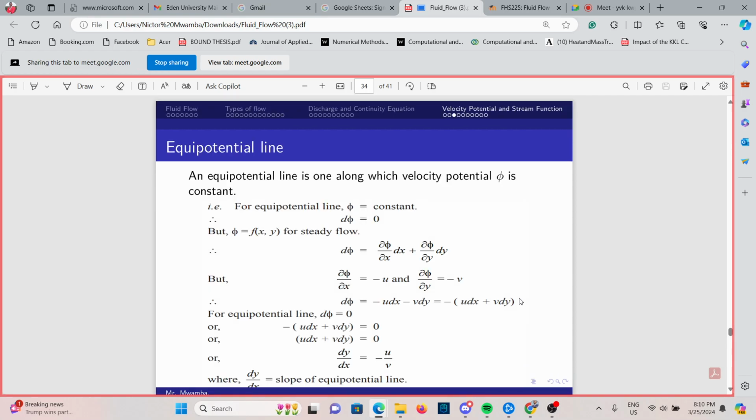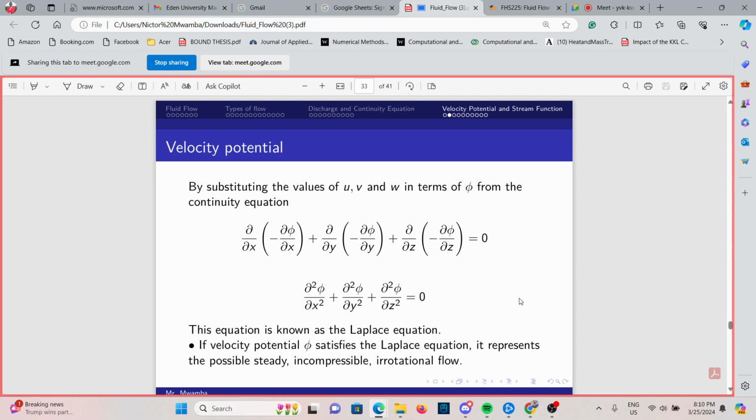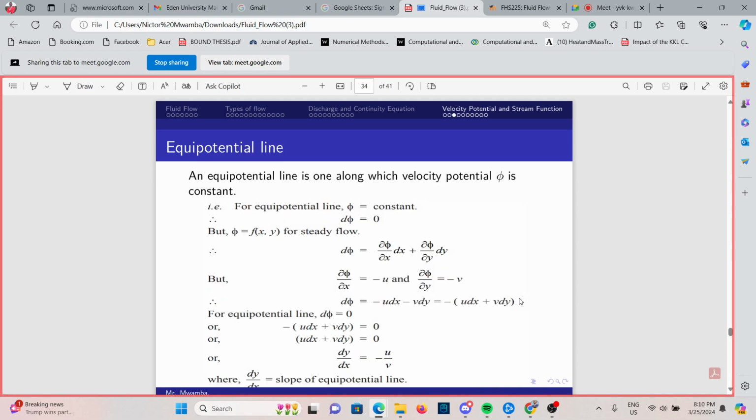Then apart from that, there is what is known as an equipotential line. At an equipotential line, the velocity potential is not equal to 0, it is a constant, and the rate of change of a constant is always equal to 0. On an equipotential line, the velocity potential is constant, and its derivative, d phi, is equal to 0.